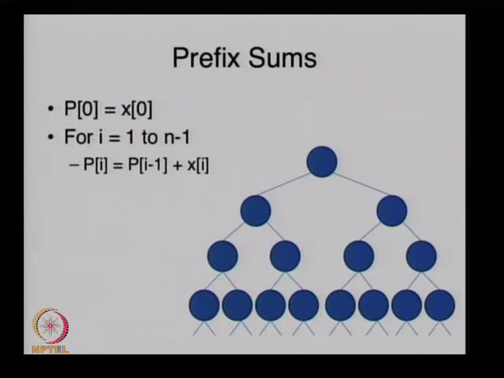X is an array where the input is given to you, and P is an array that you're producing which contains the prefix sum. All right. So the first element of the resulting array is the first element of the input array. P0 is X0, and P1 onwards is the sum of all the elements in X before that. Okay, so P7 is the sum of X0 to X7, and P10 is the sum of X0 to X10.